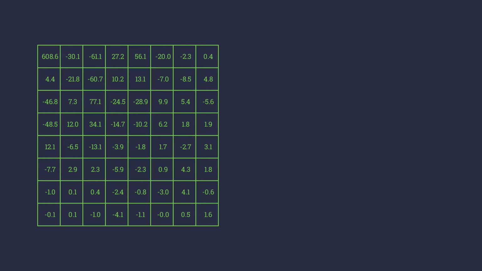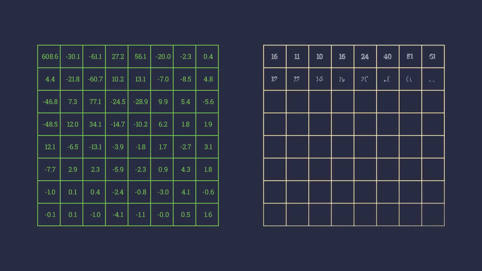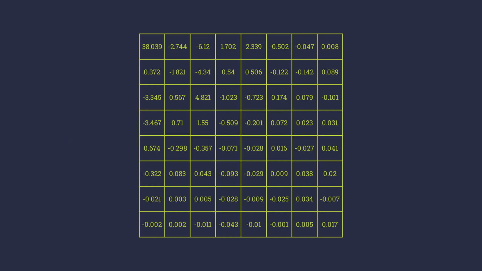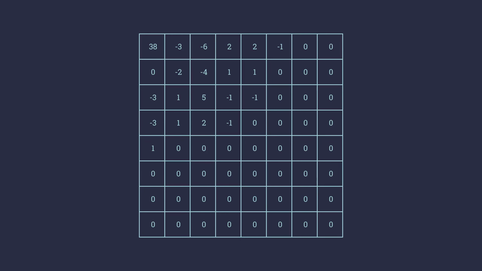Let's see an example. Here is an image matrix containing all the values. Let's run the DCT on it. When we run our DCT, we get this coefficient matrix. Now, here is a quantization table that is provided by the Joint Photographic Experts Group. We first divide the matrix by the quantization table and round off the decimal values. This results in a quantized DCT table.